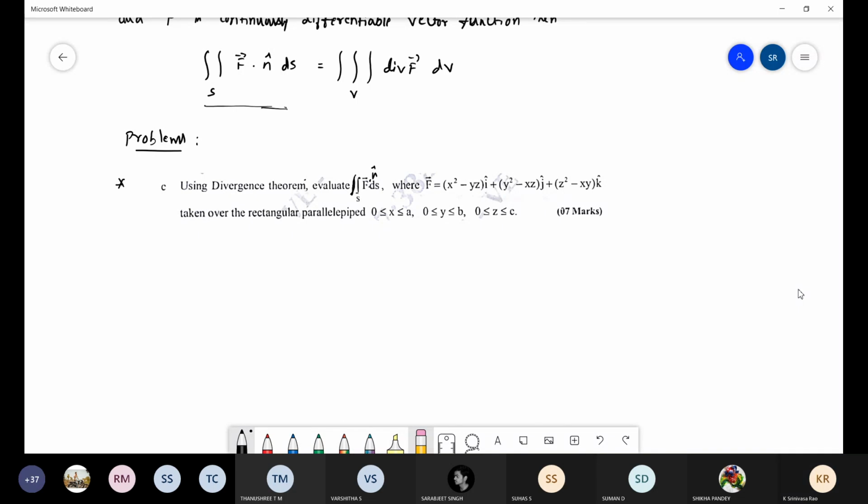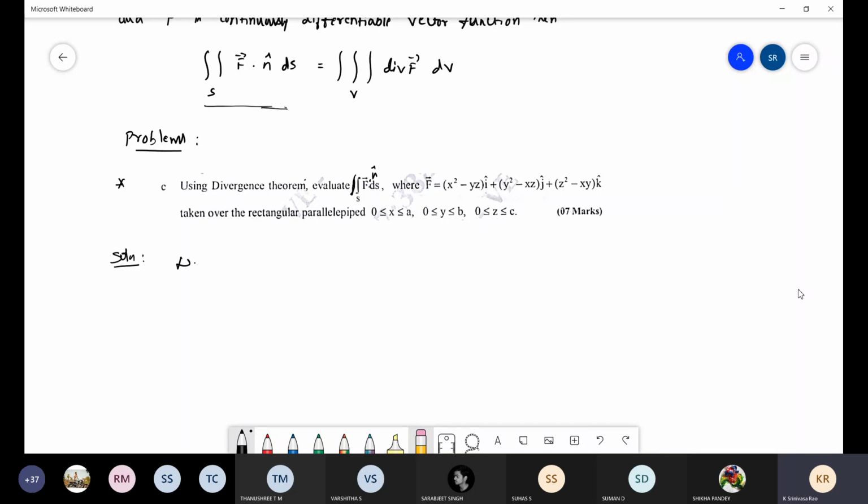Using divergence theorem, evaluate the double integral F dot n cap dS, where F equals (x square minus yz) i cap plus (y square minus xz) j cap plus (z square minus xy) k cap, taken over the rectangular parallelepiped x varies from 0 to a, y varies from 0 to b, and z varies from 0 to c. Over? Yes, sir. Yes, take down.